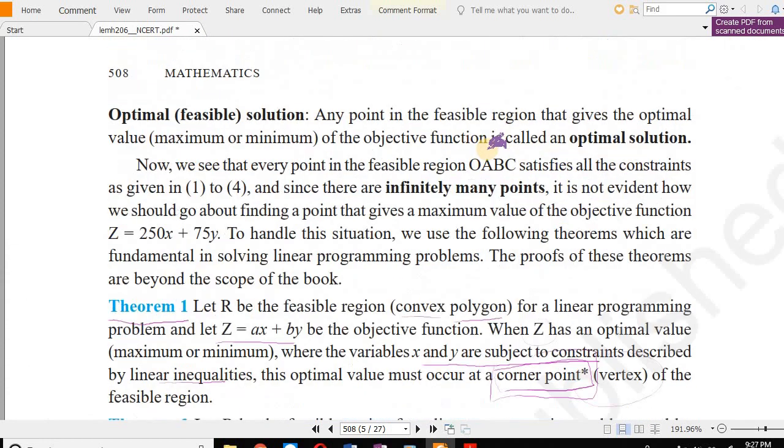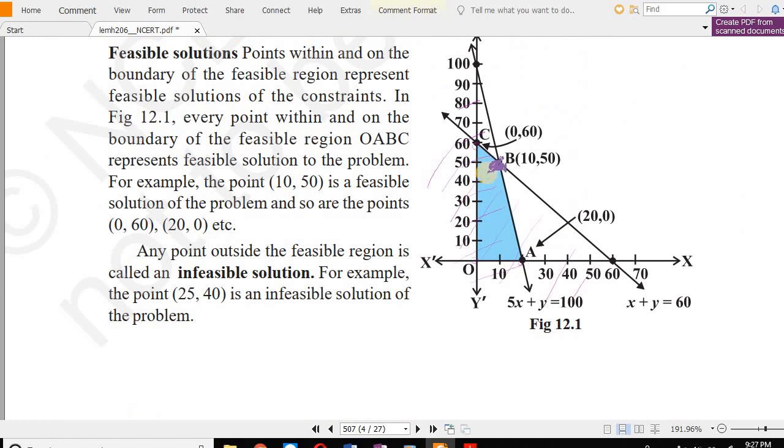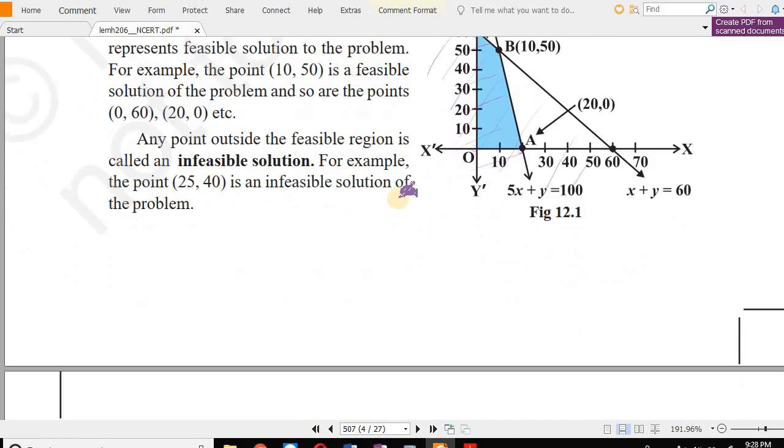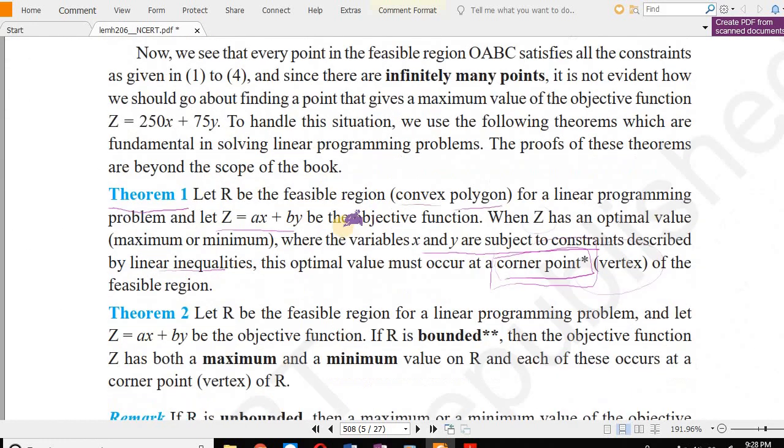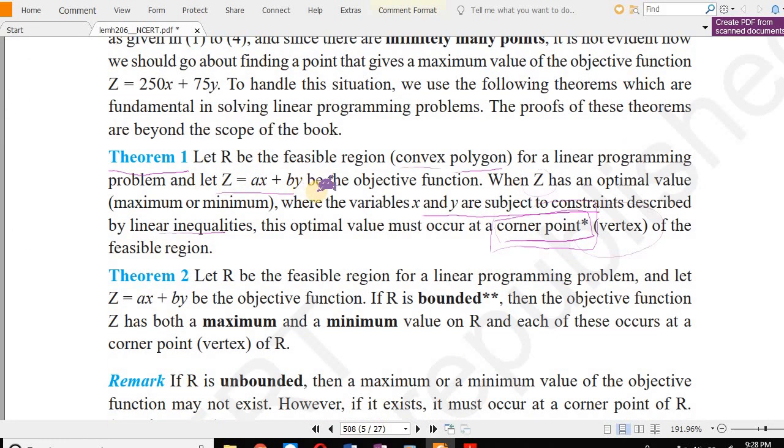So look at what we've done. We've cut down from an infinite number of possibilities to a finite number because there's only 4 corner points. I would say that's a pretty radical simplification. I hope you'll agree. All right, so that's the power of Theorem 1. We only need to look at the corner points to find an optimal solution.